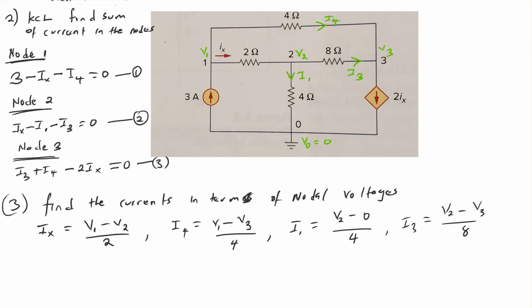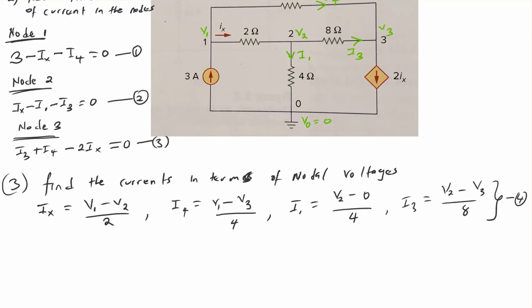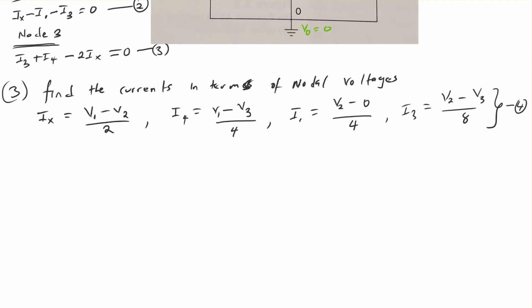Having found the individual currents in terms of their nodal voltages, which I call equation 4, we will just substitute those currents into equations 1, 2, and 3. So substitute equation 4 into equations 1, 2, and 3.